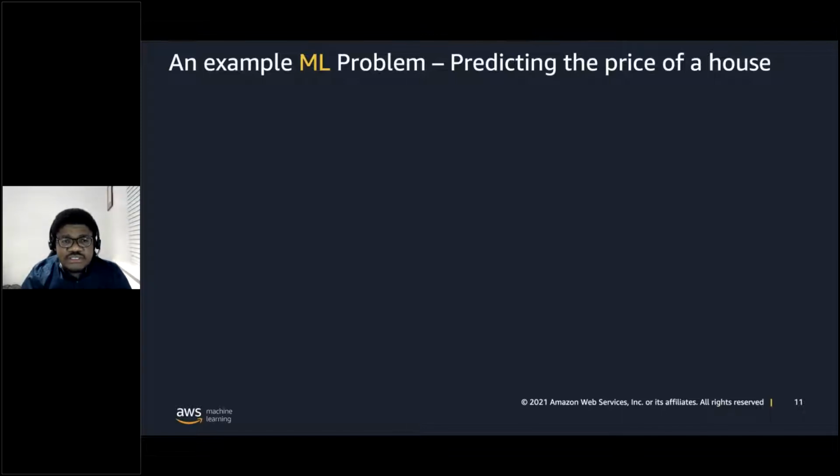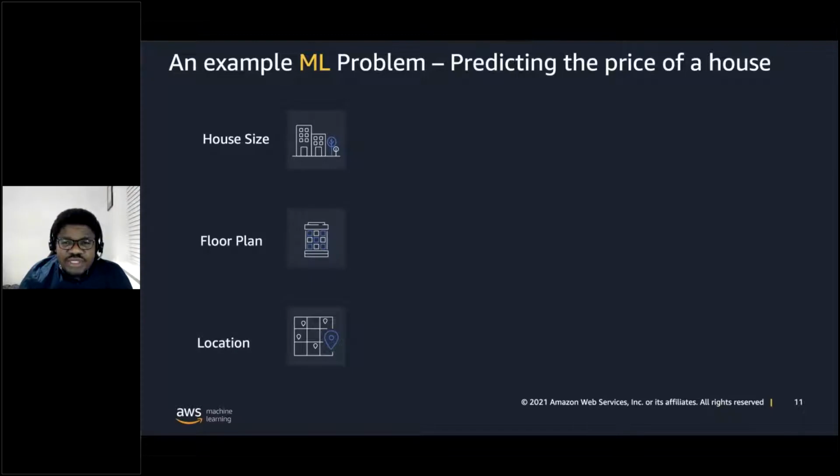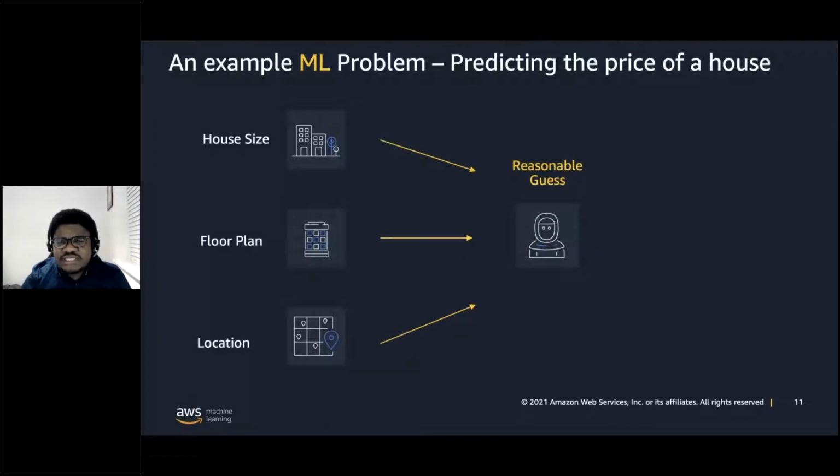So the example I've got is being able to predict the price of a house. Imagine you want to predict the price of a house, say in London or in Manchester or wherever you live. As a human, if you know the house size or the floor plan, whether it's a 2-bed or 3-bed house, or the location, whether it's in central London or the center of Manchester, you'll be able to make some intelligent guess about what the price will be.